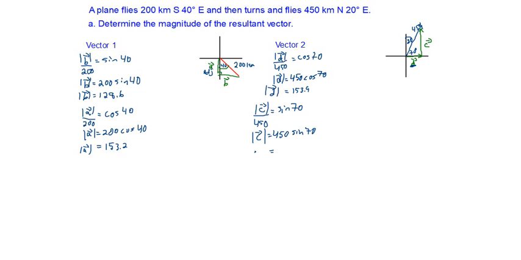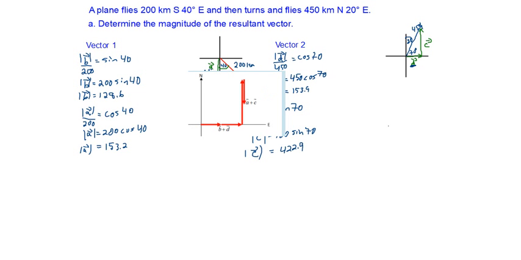If we plug that into the calculator, we should get 422.9 kilometers. All right, so we've done the first step, which was to resolve the vectors into their components. The next thing is that we combine the horizontal and vertical components of each vector. And so I'm just going to grab a screenshot of what that might look like because it'll look a little bit neater. What we want to do essentially is this right here.